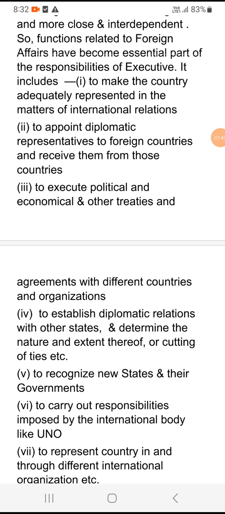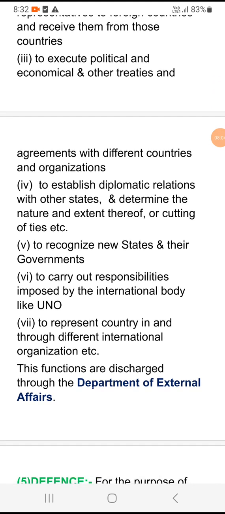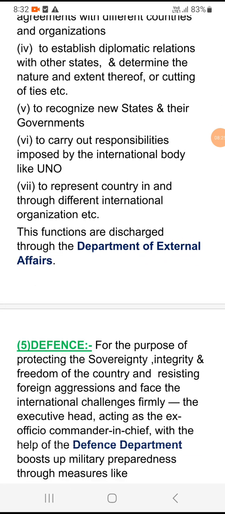It includes making the country adequately represented in the matters of international relations, appointing diplomatic representatives to foreign countries and receiving them from those countries, executing political, economic and other treaties and agreements with different countries and organizations, establishing diplomatic relations with other states and determining the nature and extent thereof, or cutting ties, etc. To recognize new states and their governments, to carry out responsibilities imposed by international bodies like UNO, to represent the country in and through different international organizations, etc.